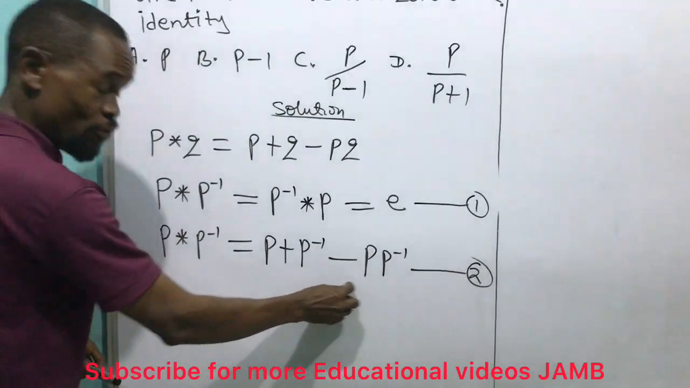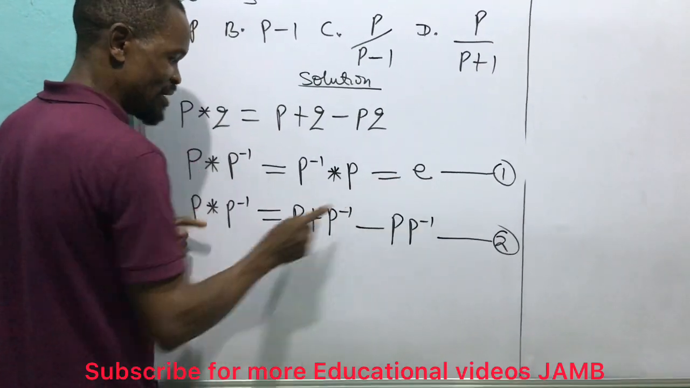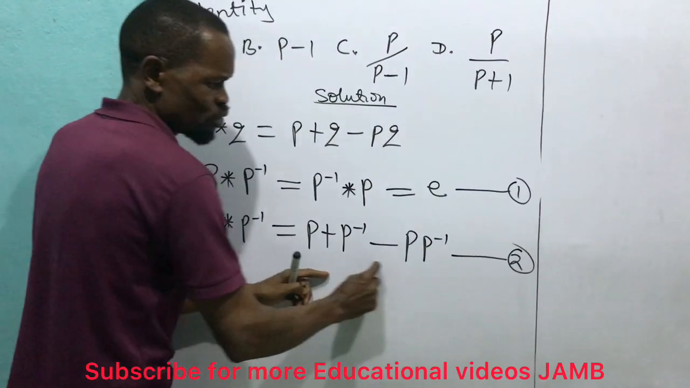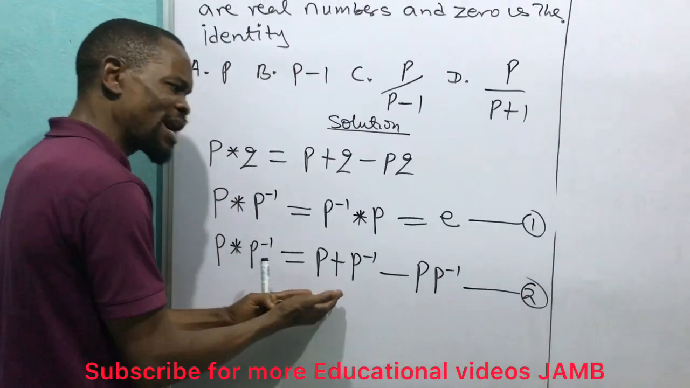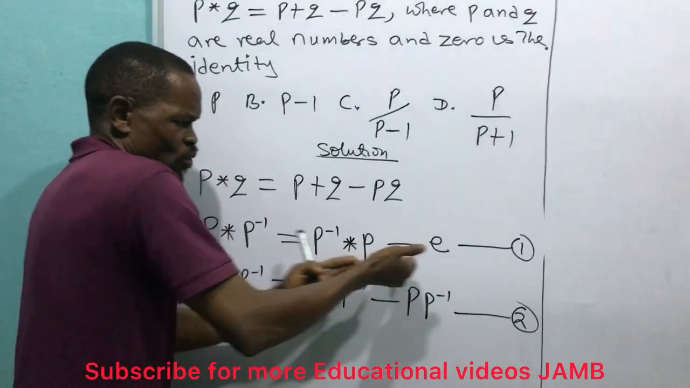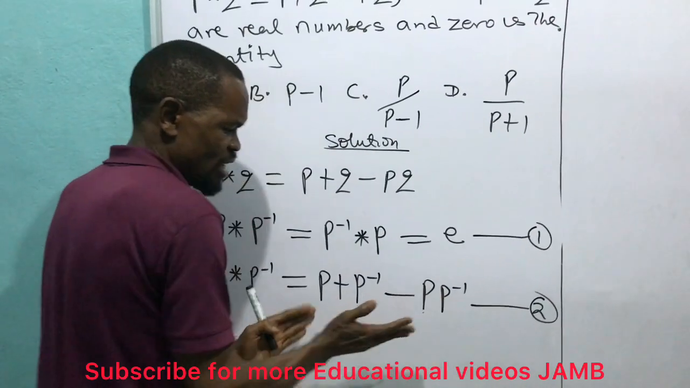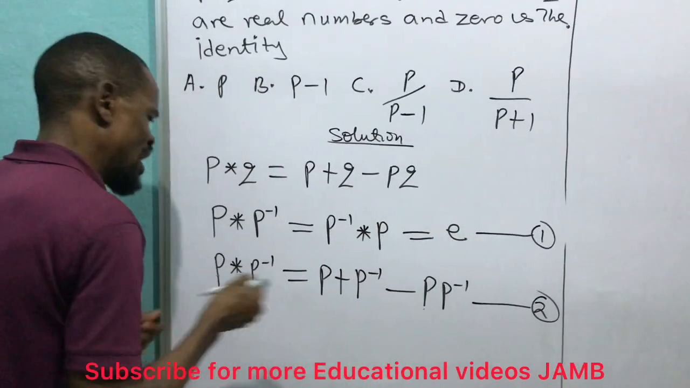And this one is equal to this. Are you listening? Are you following what I'm doing? This one is equal to the identity element. And the same, this one is equal to this. So therefore, we can now say that this is equal to this, since this one is equal to the identity element, and the same one is equal to this. Therefore, this is equal to this.